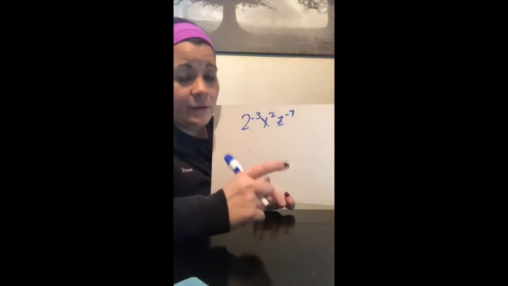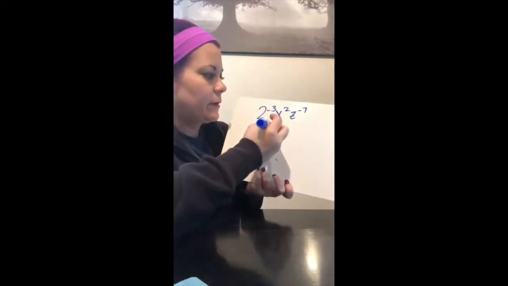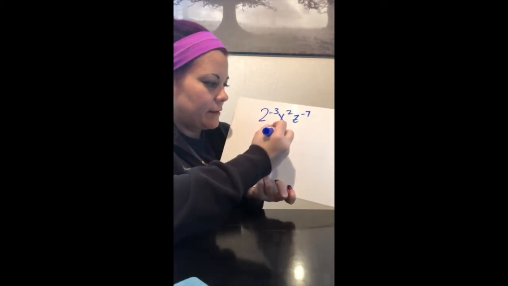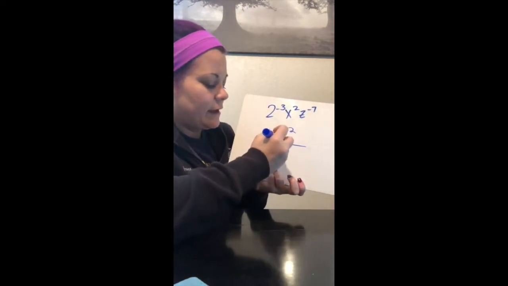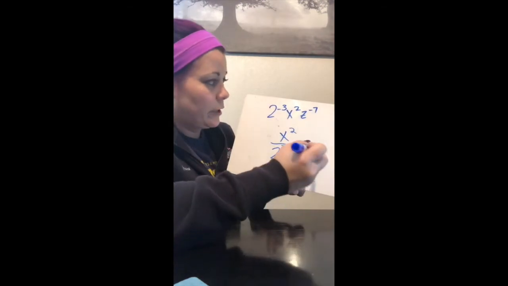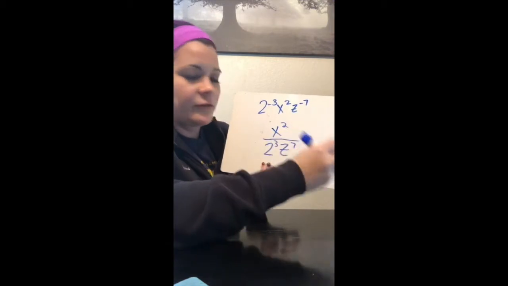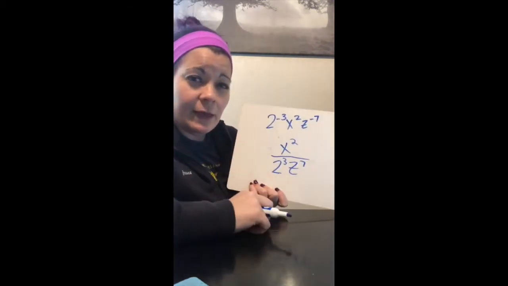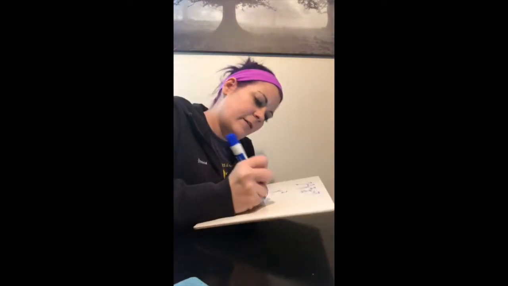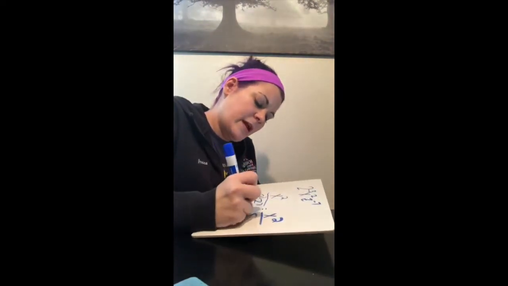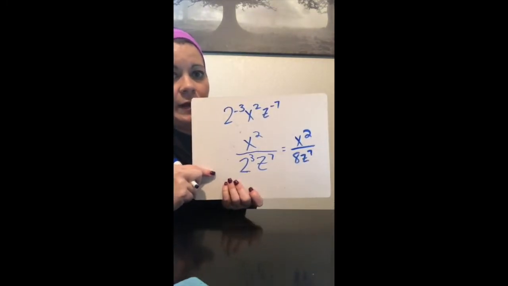If we want to simplify this, we just need to make sure we simplify everything. First of all, we're going to simplify the negative exponents. So the x squared stays on top because it's already a positive exponent. But we're going to change the 2 to the negative 3 down to the denominator, and it'll be 2 to the third. And then this z to the negative 7 will also move down to the denominator to be z to the 7th. We can actually simplify this even more because we have 2 to the third, which is 8. So our final answer will be x squared over 8z to the 7th.